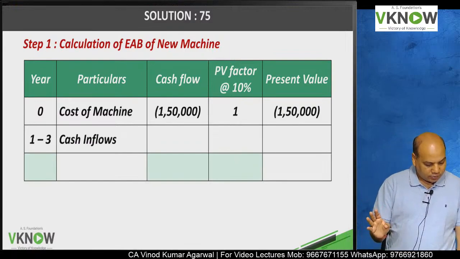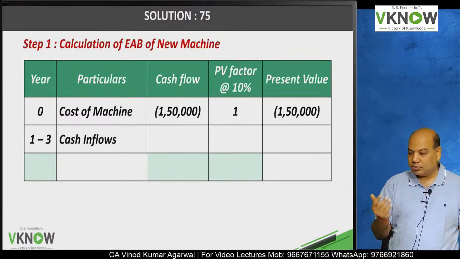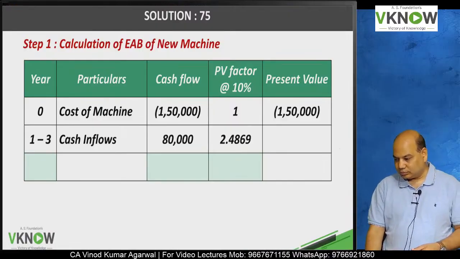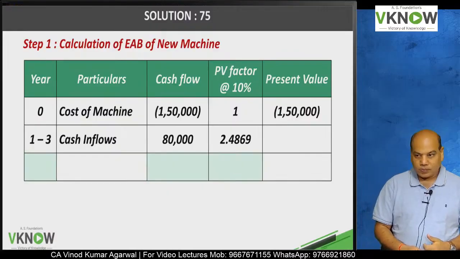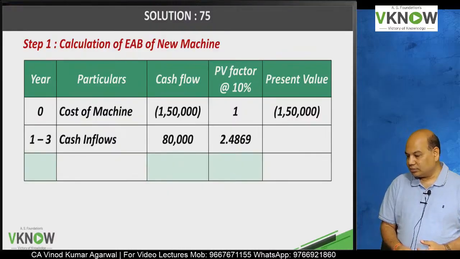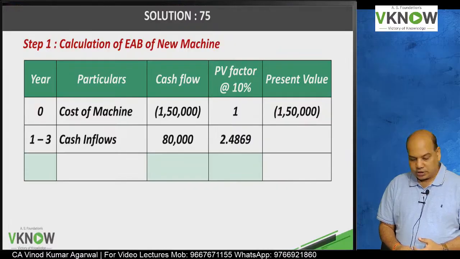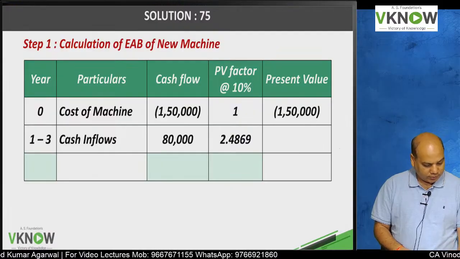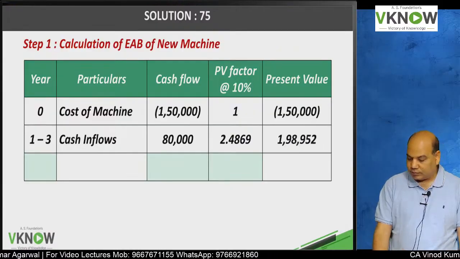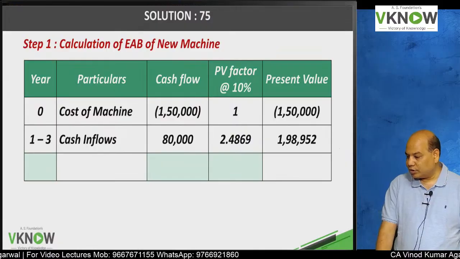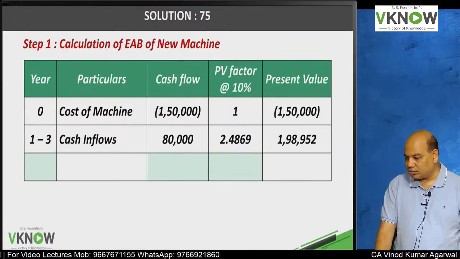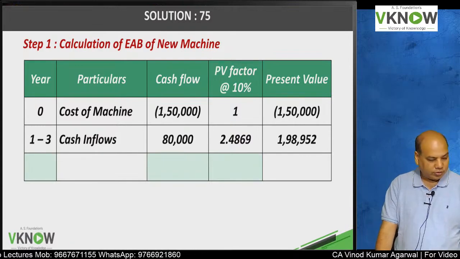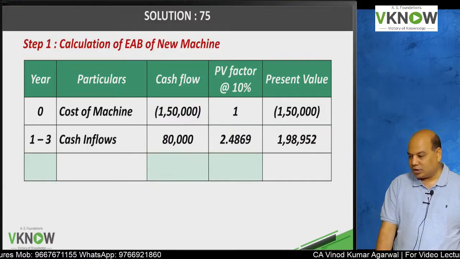Cash inflow is constant. For the new machine, what is the cash inflow? 80,000. PV factor 2.4869. Just check if it is right. Is it right? 2.4869. Multiply the two. You will get something around 1,98,952.